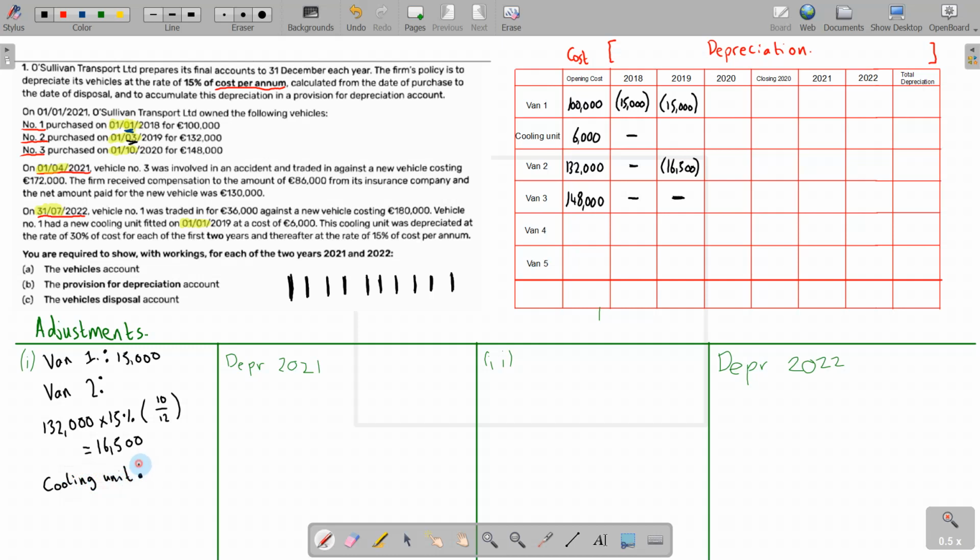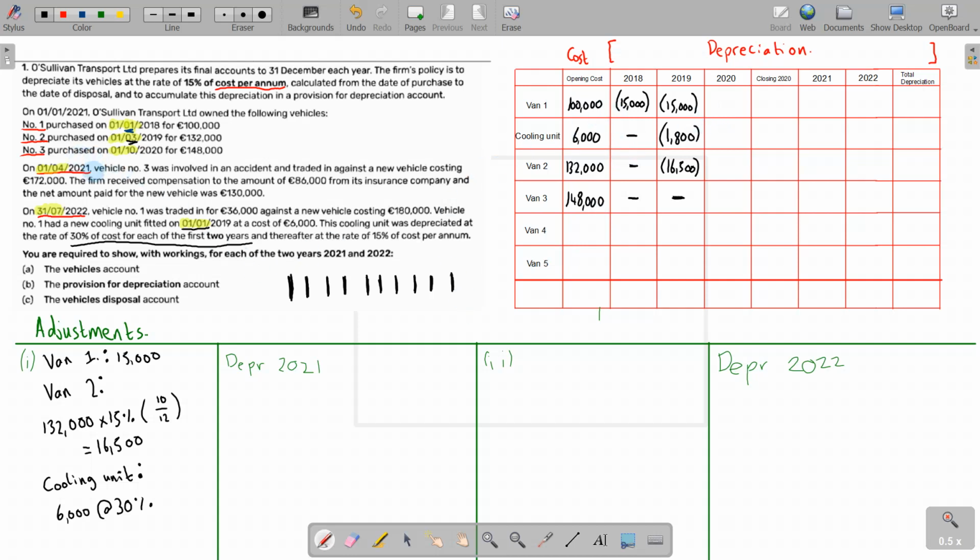What's really important to note here was our 30% of cost for the first 2 years. Now, the handy thing is we bought it at the very start of 2019, so we don't have to worry about months or anything like that. It's purely 30% of 6,000, and that's all we need to worry about. So 1,800. Okay, perfect. Now we're dealing with 2020.